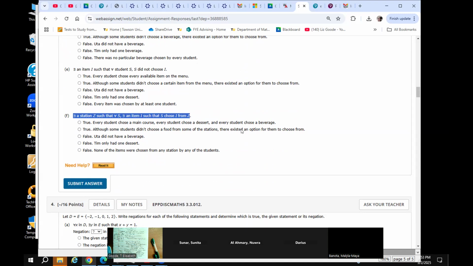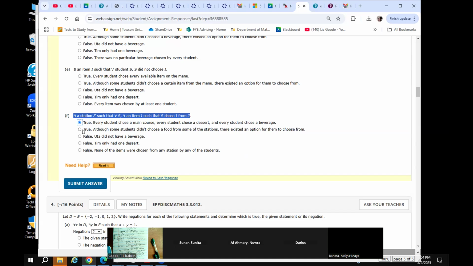I got confused on how it was written, but there only needs to be one station that all of the students chose any one item from. It's really weird. It is definitely true that every student chose a main course, every student chose a dessert, and every student chose a beverage. Let's read what that second one says. That second one is looking weird. Although some students didn't choose a food from some of the stations, there existed an option for them to choose from. That just doesn't make sense. It's got to be the first one.